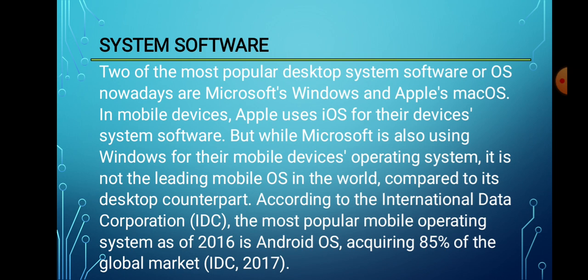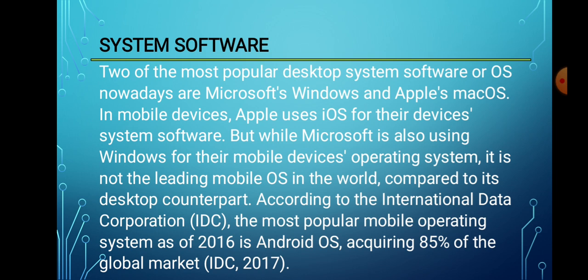System software. Two of the most popular desktop system software, or OS, nowadays are Microsoft's Windows and Apple's macOS. In mobile devices, Apple uses iOS for their devices' system software, while Microsoft is also using Windows for their mobile devices' operating system, but it is not the leading mobile OS in the world compared to its desktop counterpart.